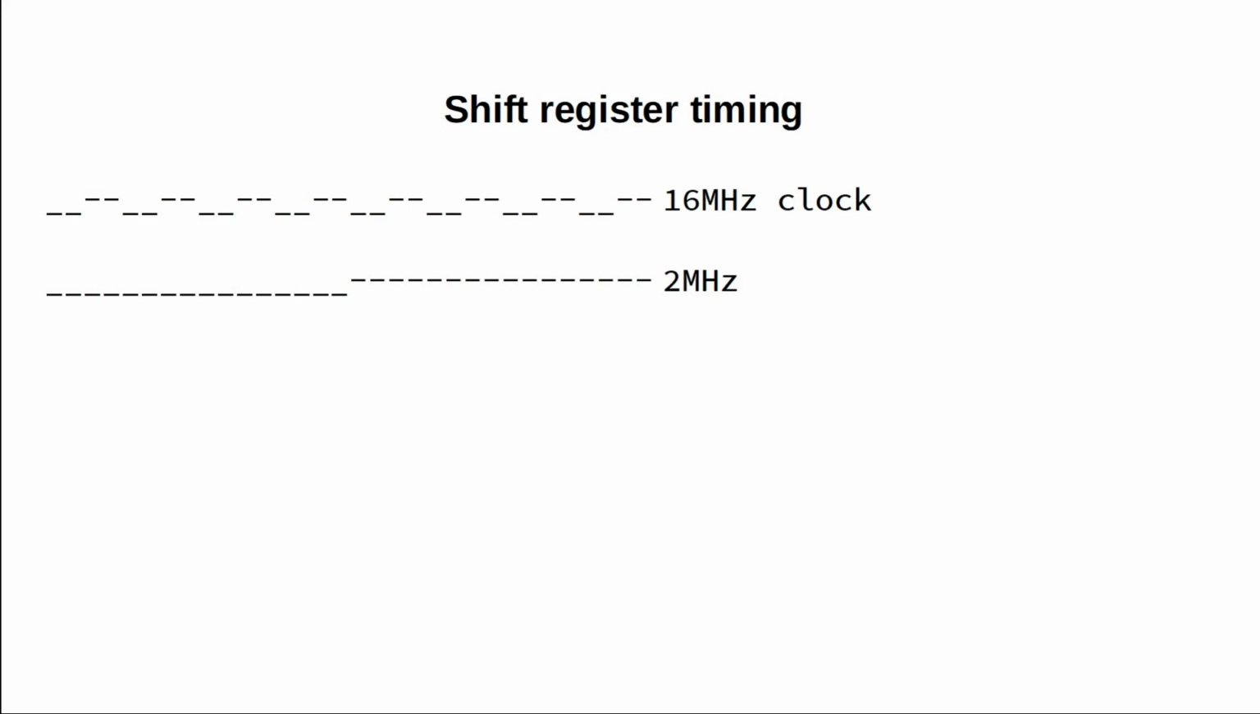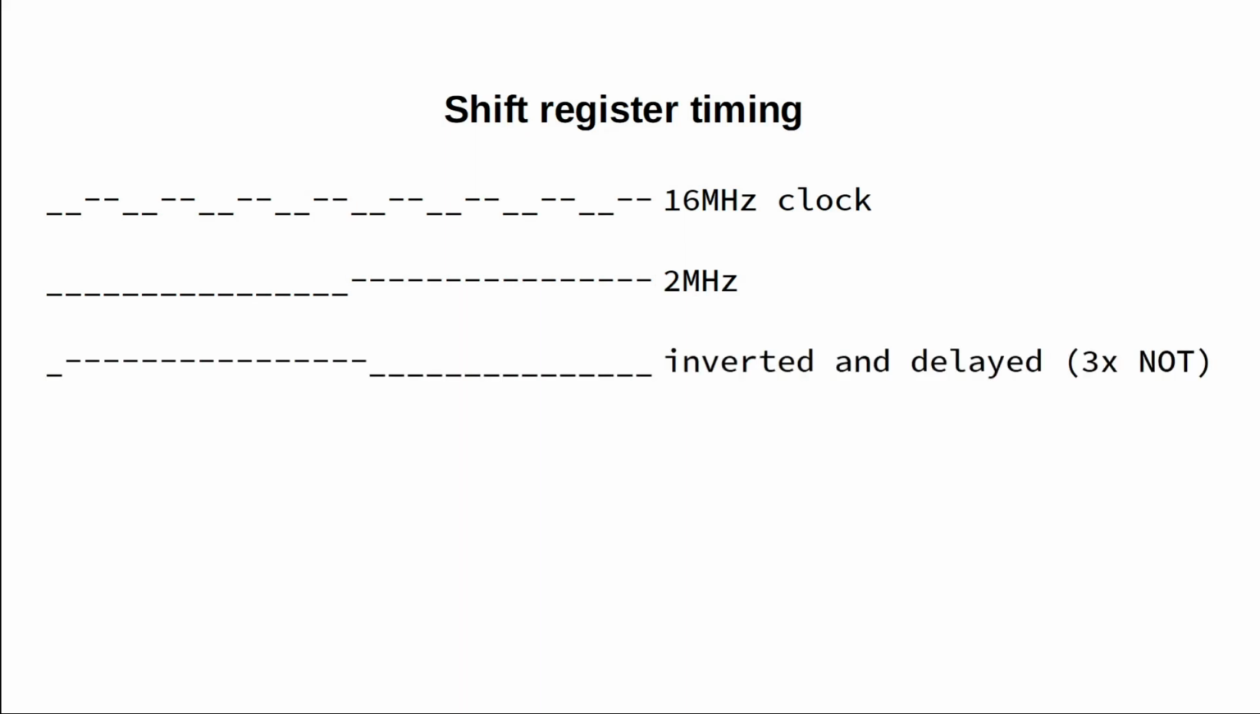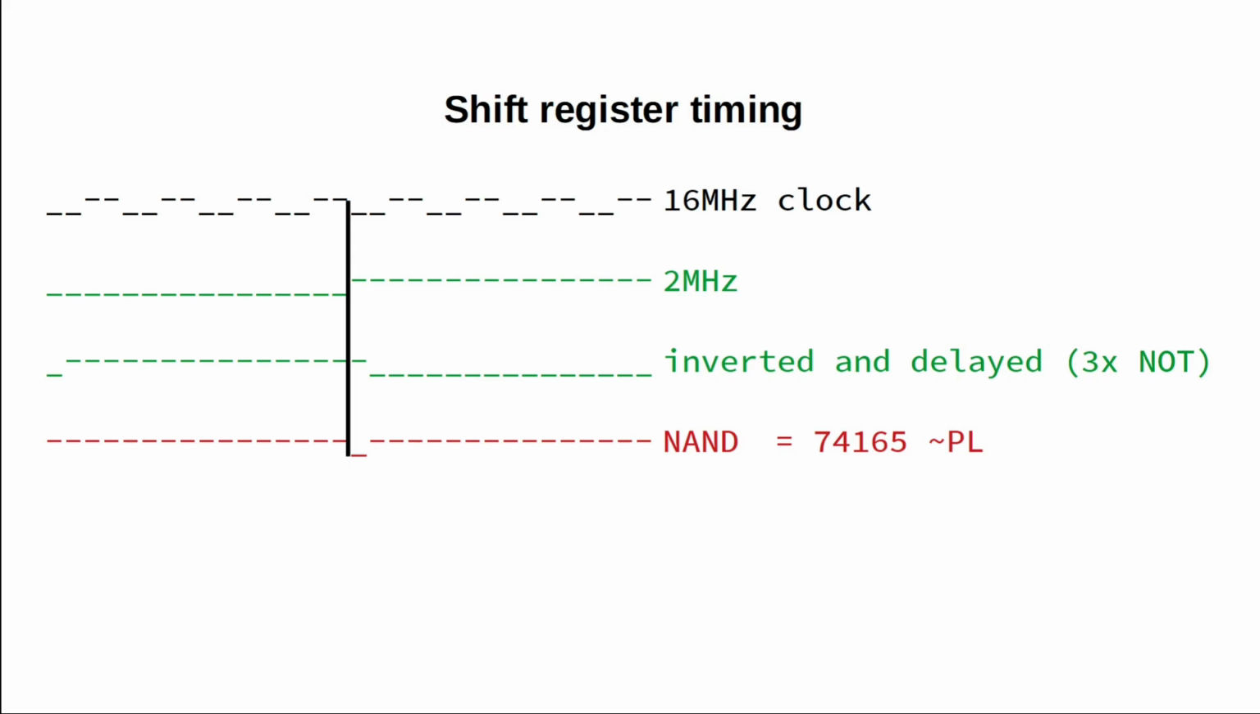For the parallel load into the register, we need a very short negative pulse every 500 nanoseconds. We can't just use the 2 MHz directly here, since it would be forcing a constant value into the register for half of the time. Instead, let me invert and delay our byte clock by sending it through 3 NOT gates, which I'll build out of NANDs, so that they are nice and slow. The output signal will look like this. If we then feed both signals into a NAND, we get exactly that short active low pulse, since the NAND is only low if both inputs are high.